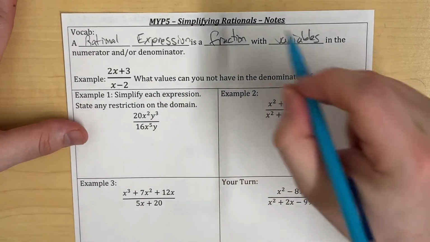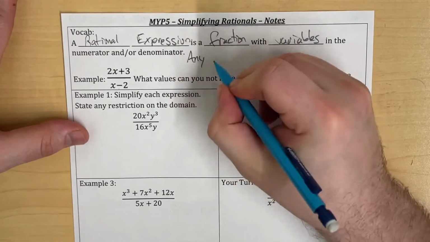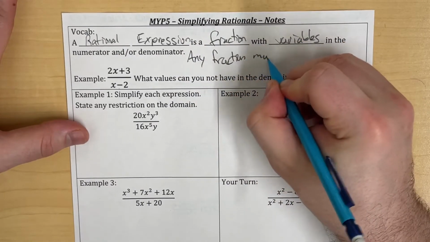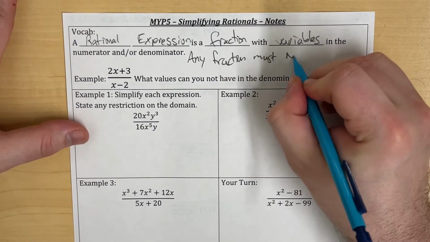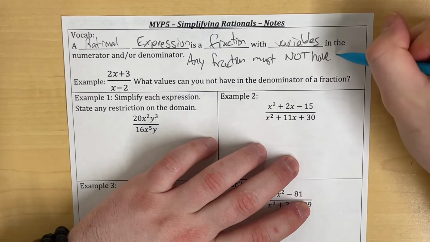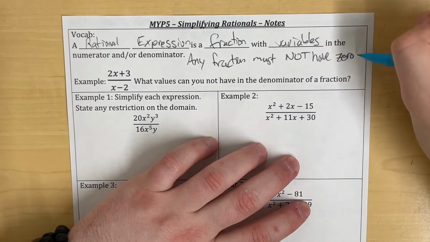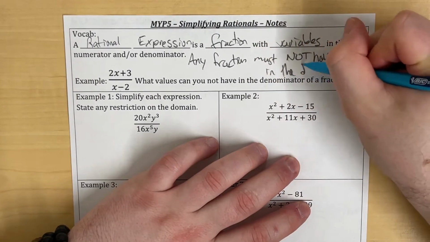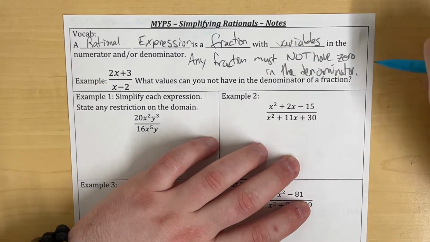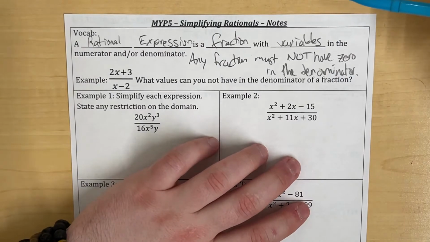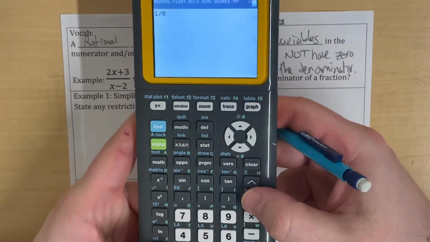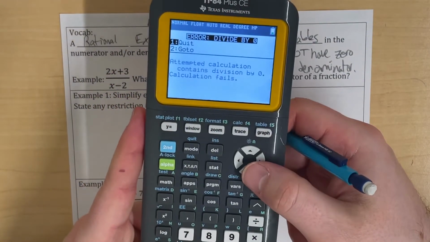But make sure you're saying, again, any fraction must not have zero in the denominator. The reason why this works, again, it's going to give you kind of like an error in your calculator. So if you were to say something like 1 divided by 0, you're going to have an error.